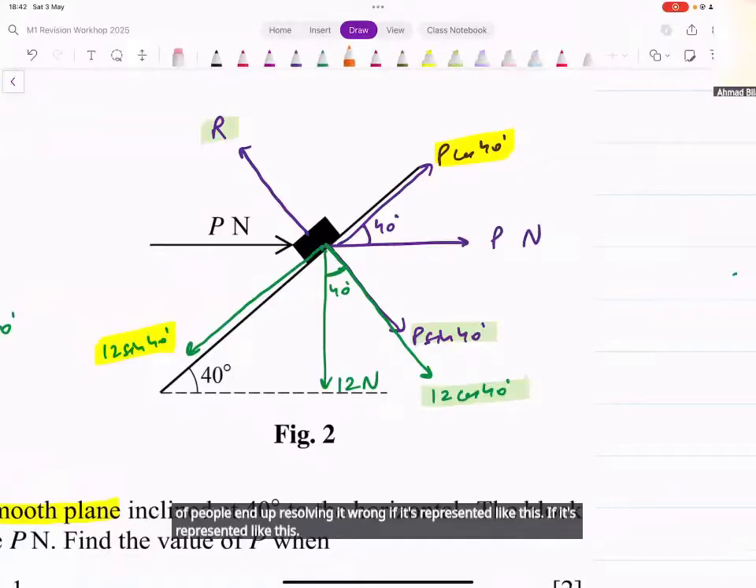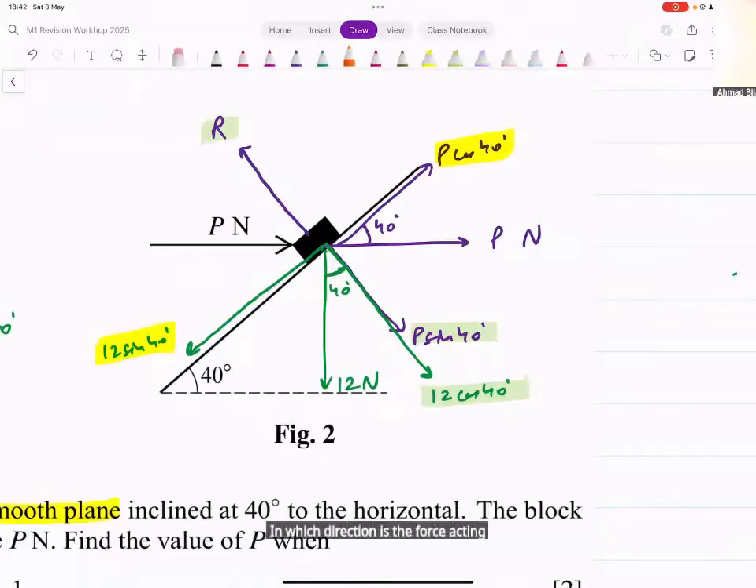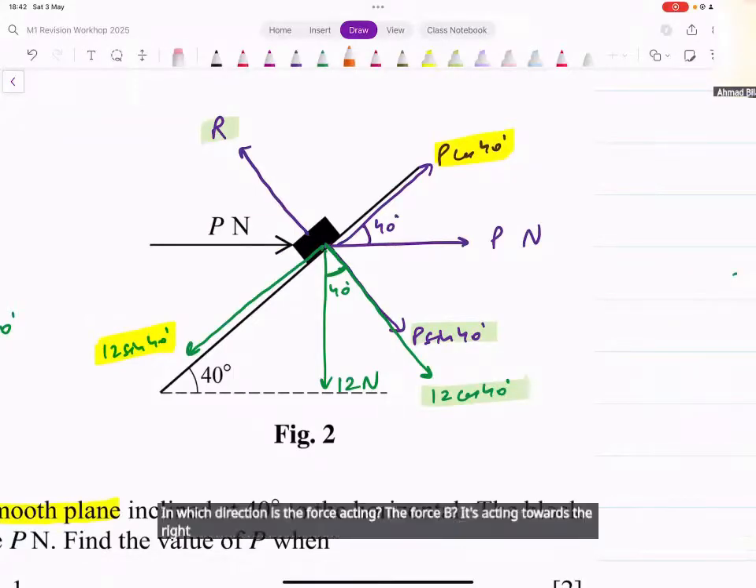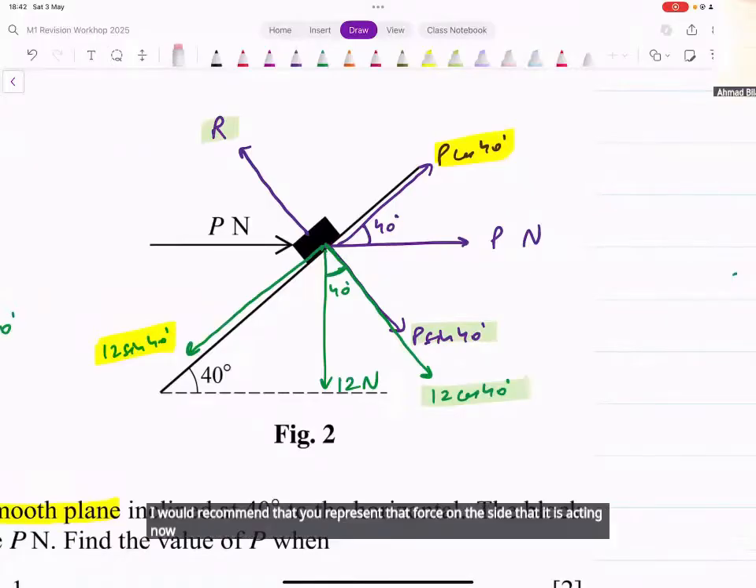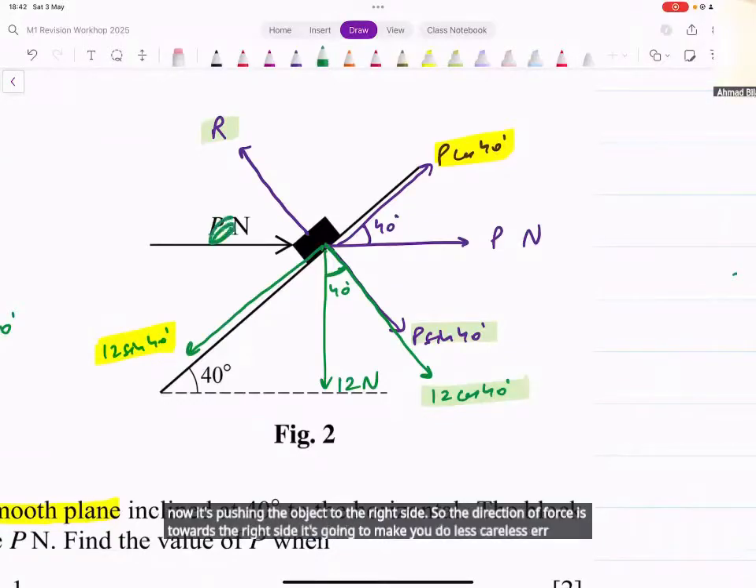If it's represented like this, in which direction is the force acting? The force P, it's acting towards the right side, right? The force P is acting towards the right side. I would recommend that you represent that force on the side that it is acting. Now, it's pushing the object to the right side. So the direction of force is towards the right side. It's going to make you do fewer careless errors while resolving this force if you represent it on that side.